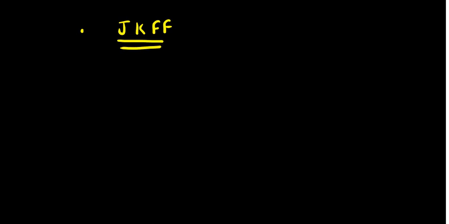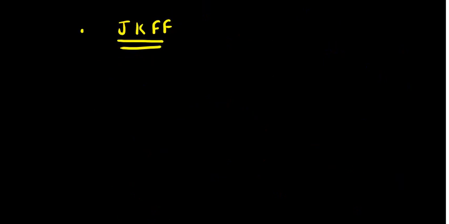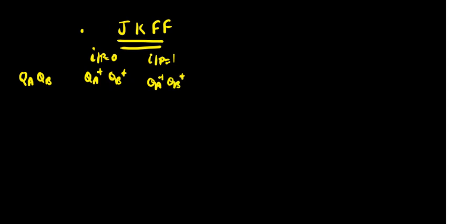I think. Okay, let's do it using JK flip-flop. For this, up to this state we have obtained the state table and assigned values to each state. Up to this state, the things will be common. So QA, QB, QA plus, QB plus, input equal to 0, input equal to 1, QA plus, QB plus, and the output.